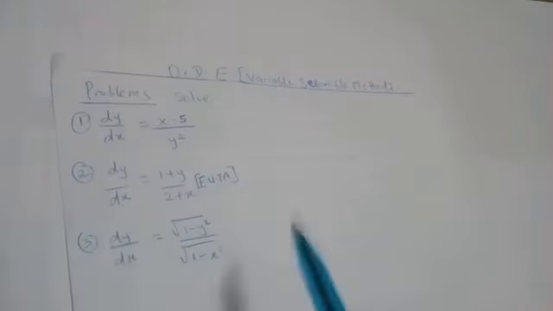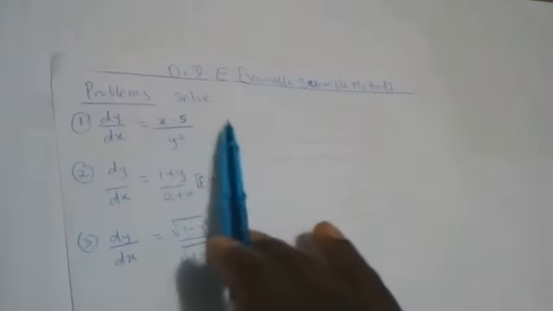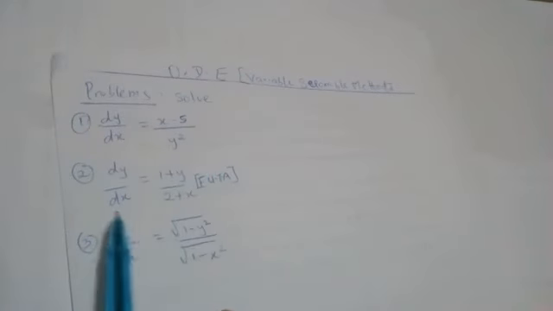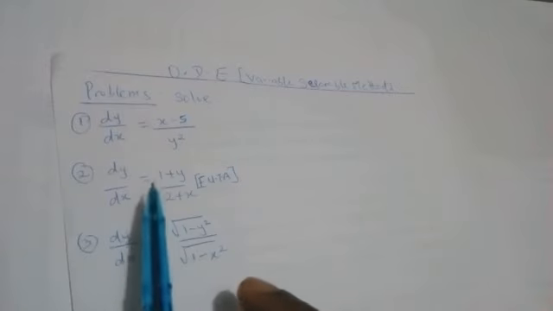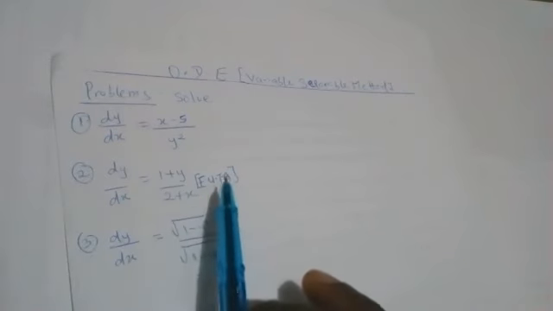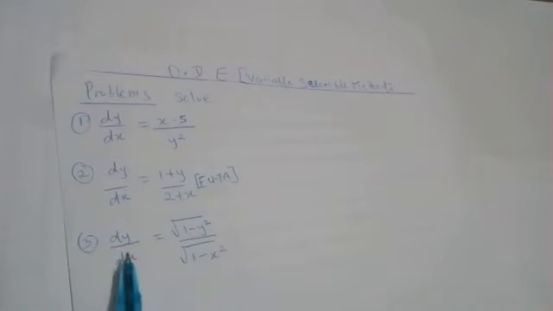Here are the problems. The first question: dy/dx equals (x - 5) over y squared. The second question: dy/dx equals (1 + y) over (2 + x). This is a question coined from a past question. The third question: dy/dx equals the square root of (1 - y squared) over (1 - x squared). What is the concept?